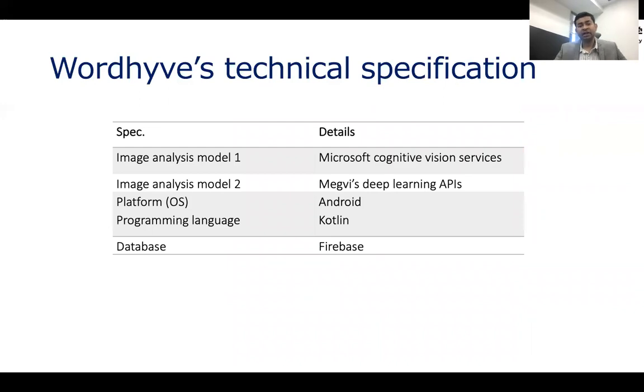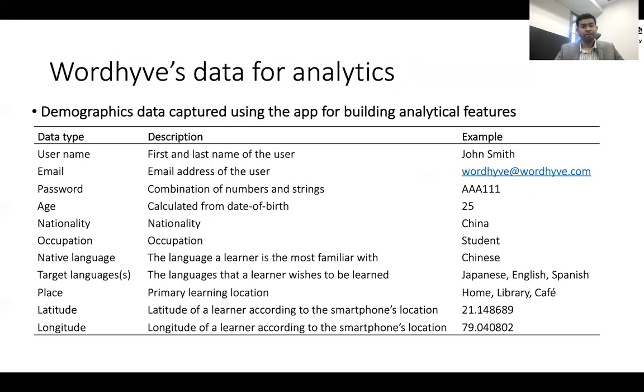So here is the technical specification of the app. We are using several image analysis models. Currently, we are primarily using Microsoft's cognitive vision services. Also, we are using Megvii's deep learning APIs. In the backend, we use Firebase as the database, and the app is developed with Kotlin as the programming language.